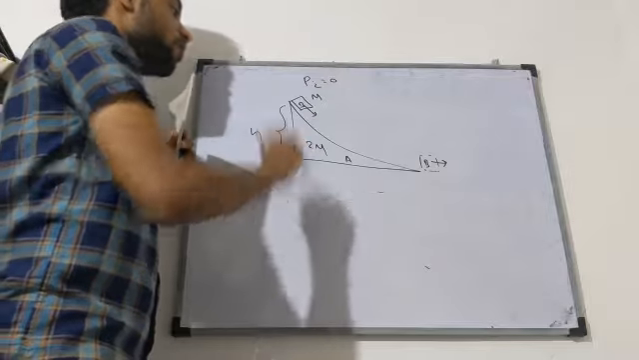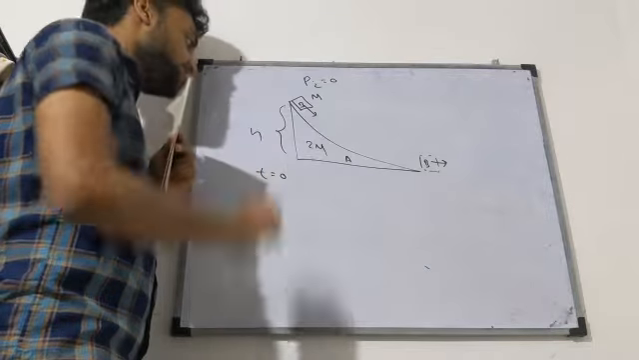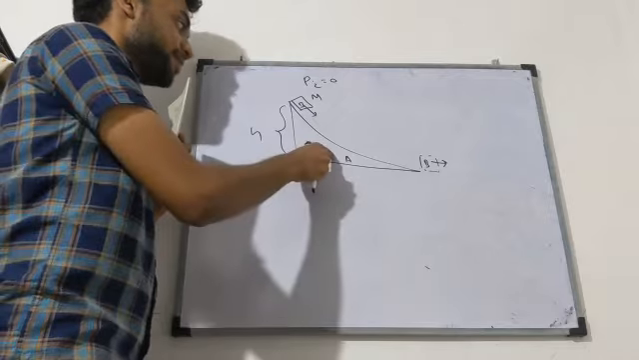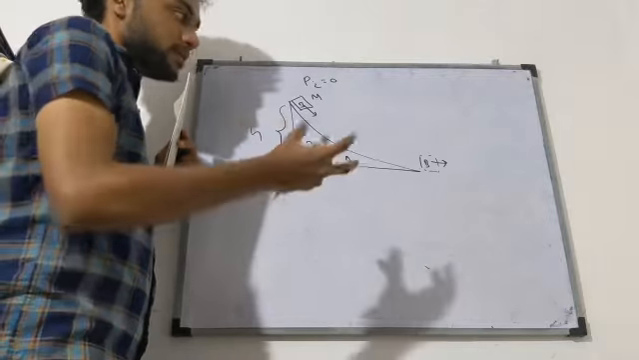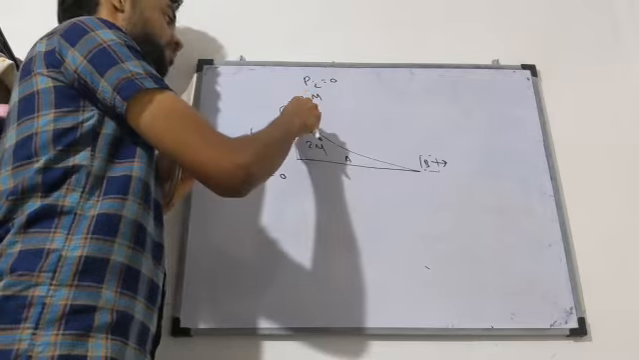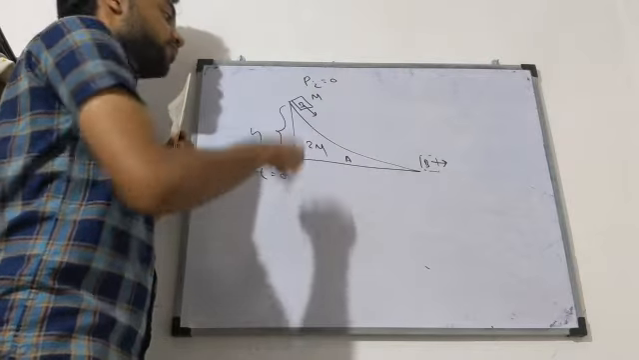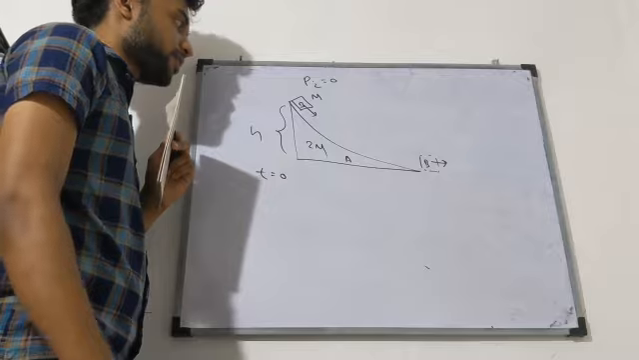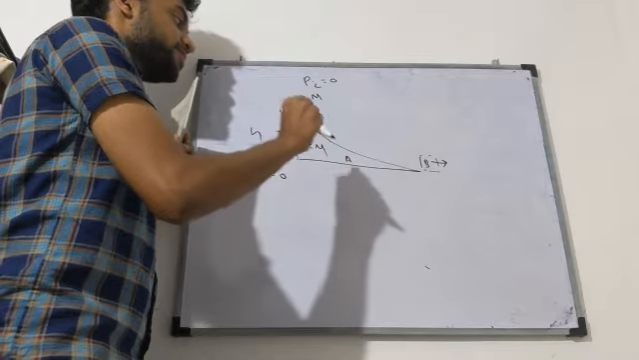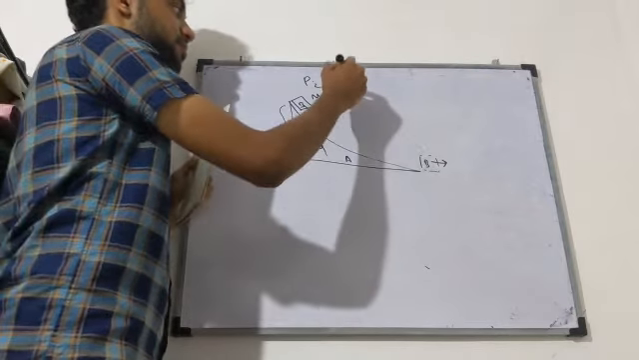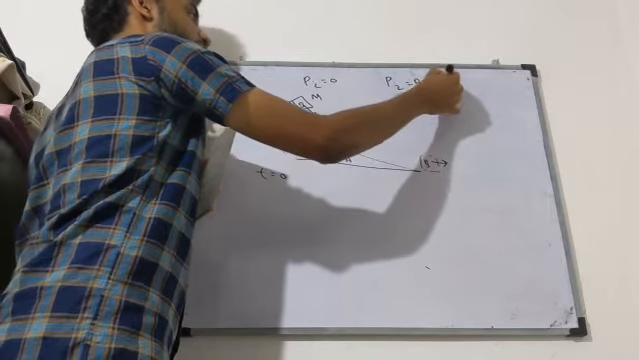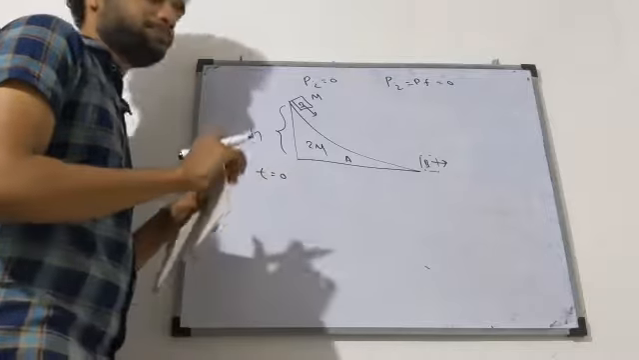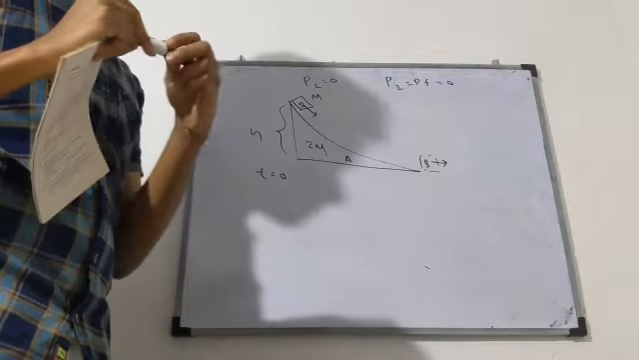Then the sum of linear momenta of object A and object B should be equal to constant. But here we know the initial momentum is 0 because both objects are at rest initially. As there are no external forces on the system, we can say initial momentum is equal to what? The final momentum. Therefore, the final momentum should also be what? 0. I hope you understood that.